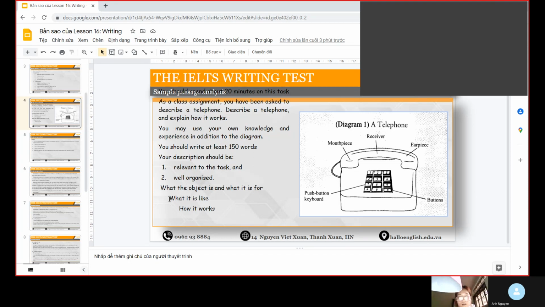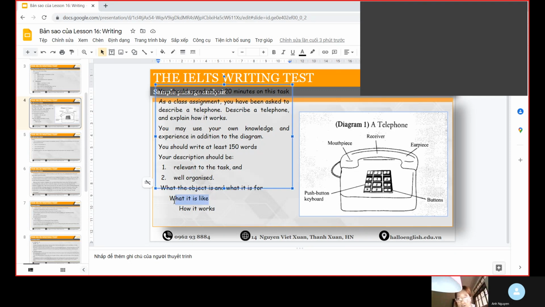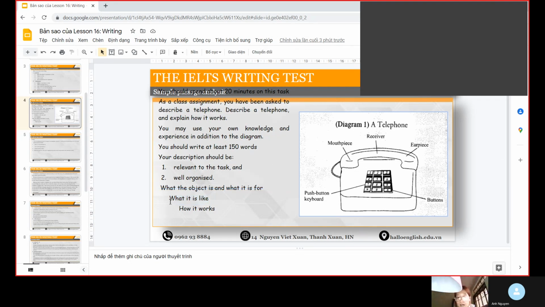The second question, what it is like? To answer this question, you will have to look at this diagram and the answer should be based on the details. When they ask you what it is like, they want you to describe everything you can see and everything that appears on the diagram. For example, on top of the telephone is the receiver, and at these two ends, there are the mouthpiece and earpiece.